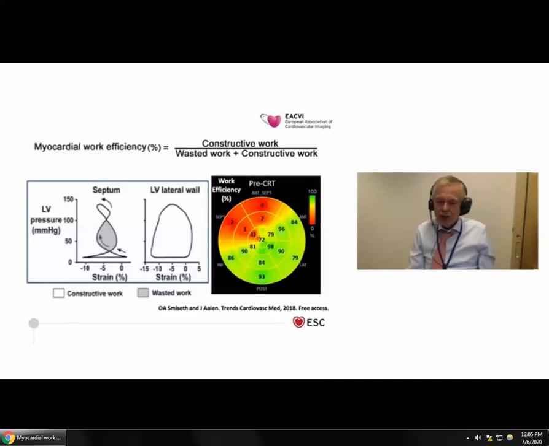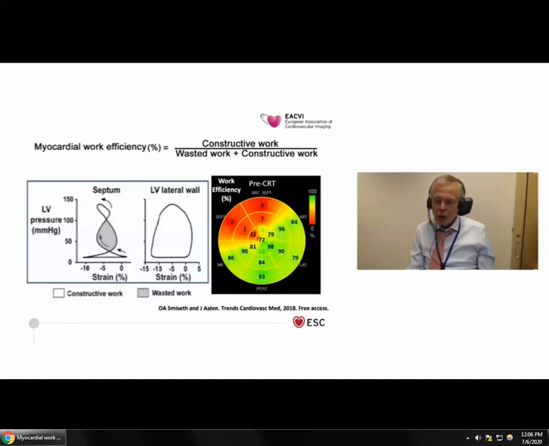Now to the right, you see a color display, but let's start on the top. On the top, you see this concept, myocardial work efficiency. To get the work efficiency, we measure by echo. That's what you can do yourself now with echo. We measure what we call the constructive work, that's the healthy work. And then under the line, we have the wasted work plus the constructive work.